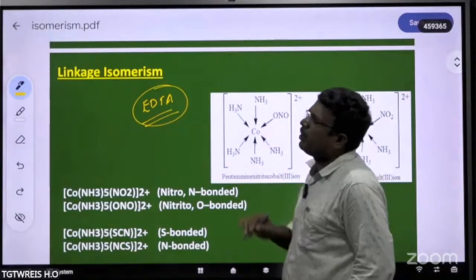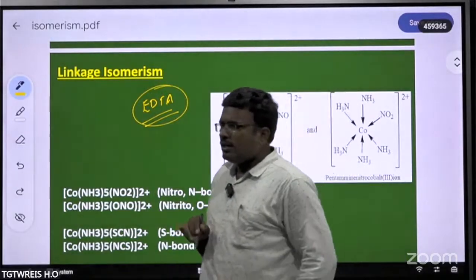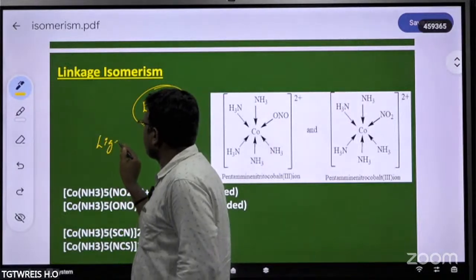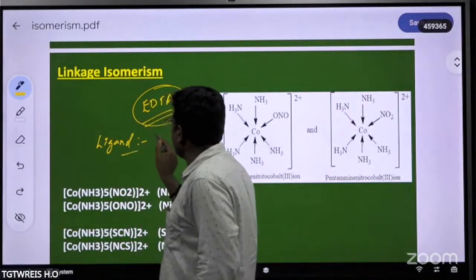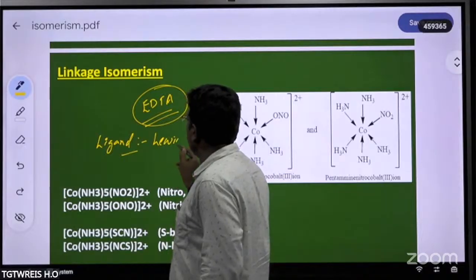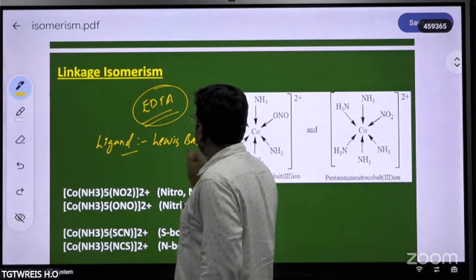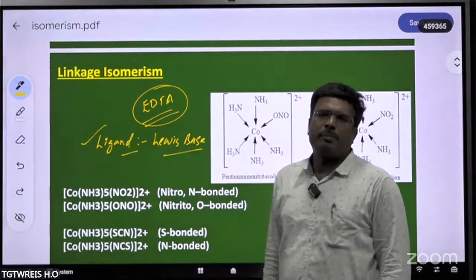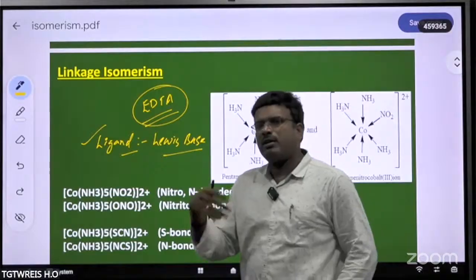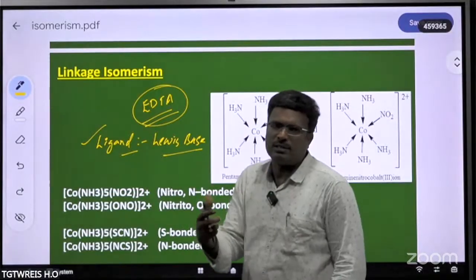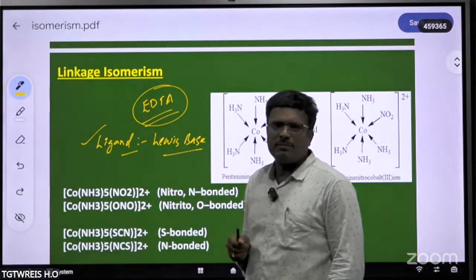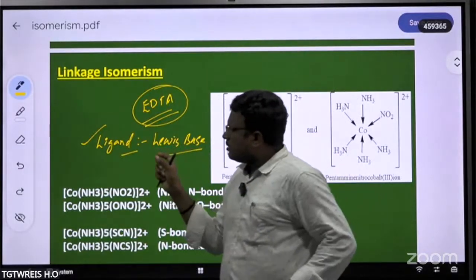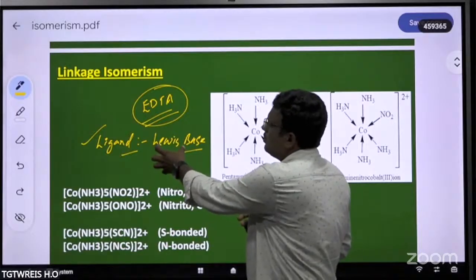So there are different types of ligands. Ligands act as Lewis bases. Lewis base means it donates an electron pair. Any species that donates electrons, an electron-rich species, is called a Lewis base. So these ligands always donate electrons to the central metal ion.